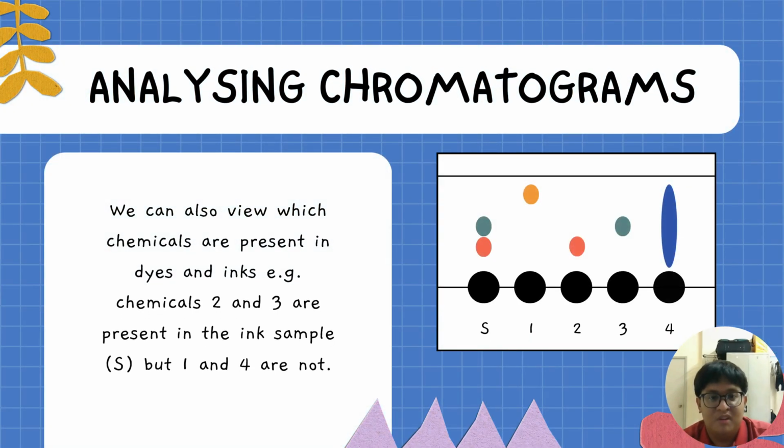We can also visually match an unknown ink sample against reference chemicals to see what it is made of. On this chart, S is our unknown ink sample, and 1, 2, 3, and 4 are the reference chemicals. If you look closely at the height of the spots, sample S contains a red spot and a green spot. These line up perfectly with reference chemical 2 and reference chemical 3. Therefore, we know chemicals 2 and 3 are present in our ink sample, while chemicals 1 and 4 are not.